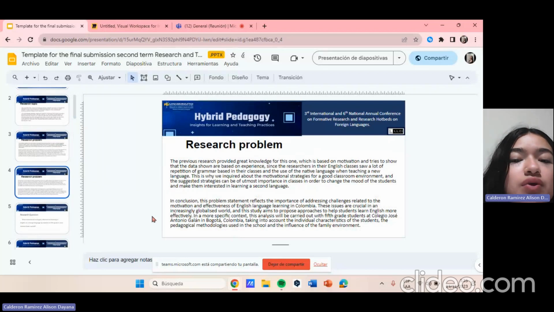This is why we inquire about the motivational strategies for a good classroom environment, and the suggested strategies can be of utmost importance in class in order to change the mood of the students and make them interested in learning a second language.